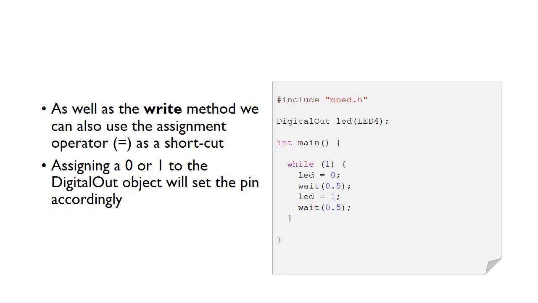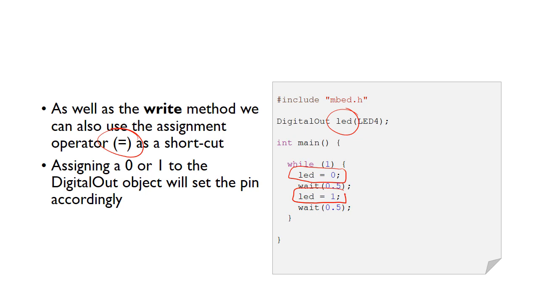So in the previous examples we saw we could use a write method. Write is just a method inside of the DigitalOut class. You can use that to turn the pins on and off, but there's also this assignment operator which acts as a shortcut. When you do this, it essentially makes this object behave like a variable. If you assign 0 to that object, it'll turn the LED off, and if you assign 1 to it, it'll turn it on.